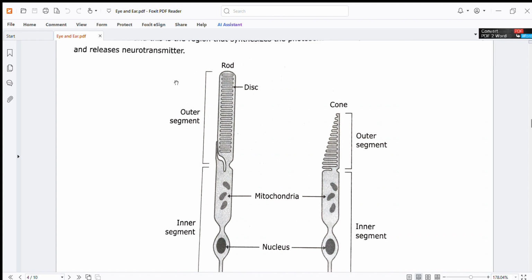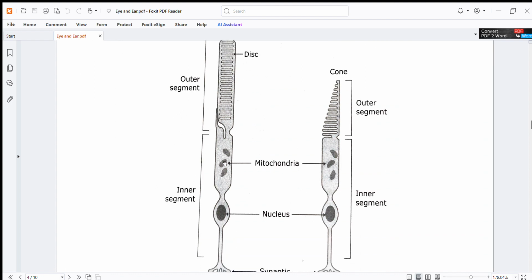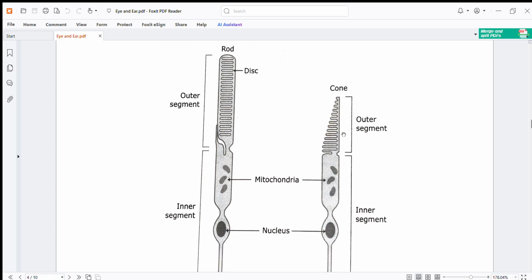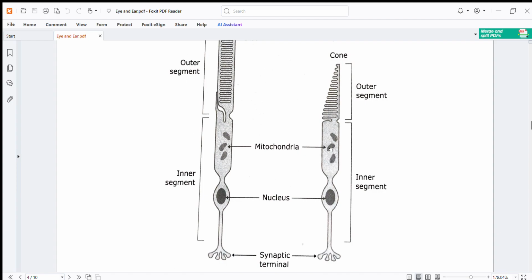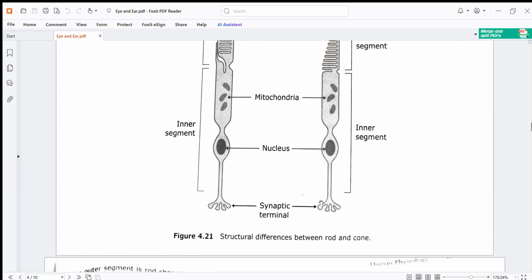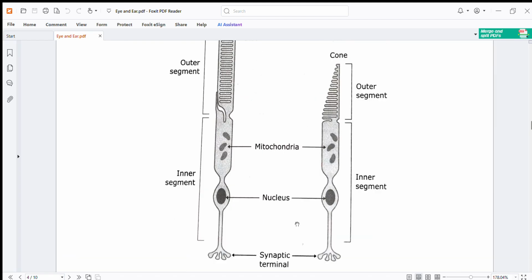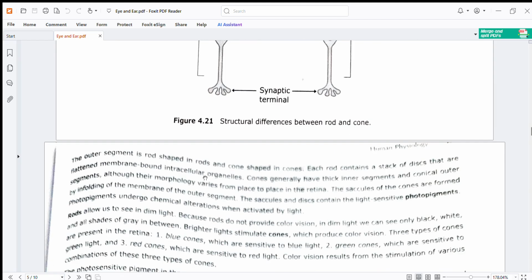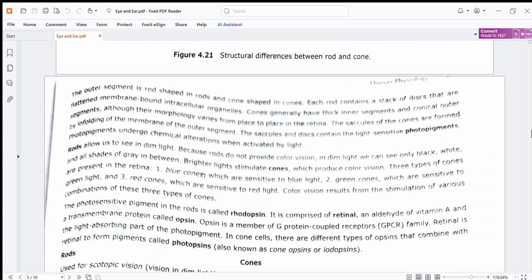These are the rod cells, consisting of several discs in the outer segment, whereas the inner segment consists of mitochondria and nucleus. This one is the cone cell. The outer segment consists of discs and the inner segment consists of mitochondria and nucleus, from which arises a synaptic terminal. The structural difference between rods and cones: the outer segment is rod shaped in rods and cone shaped in cones.